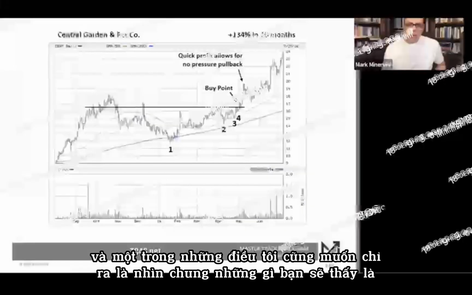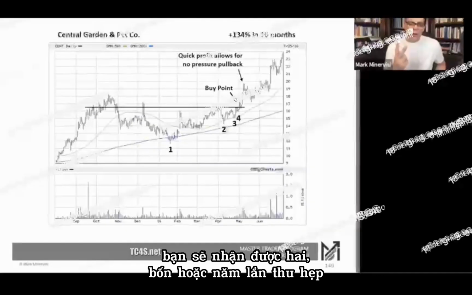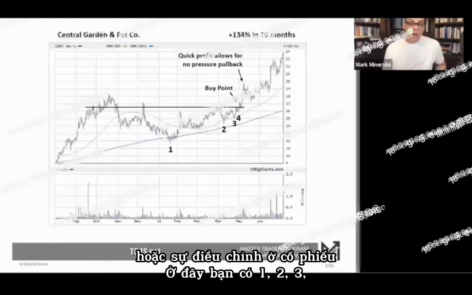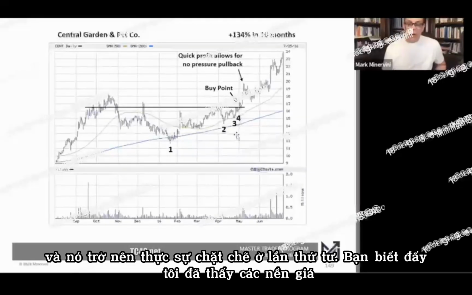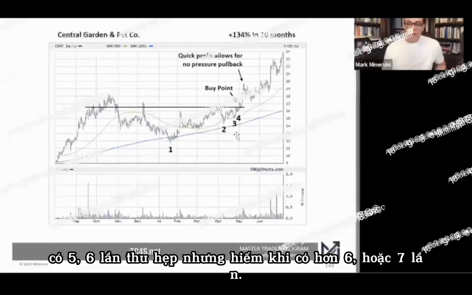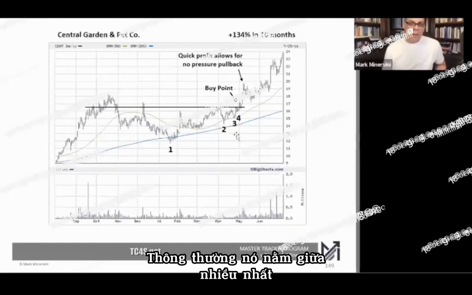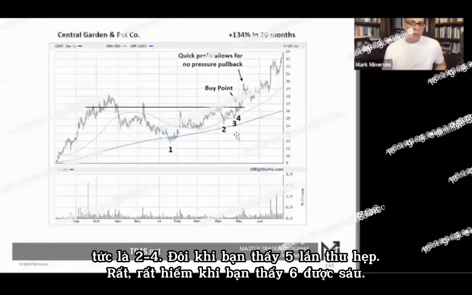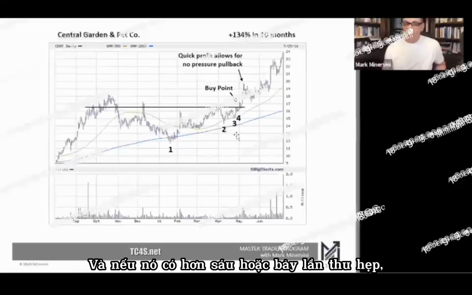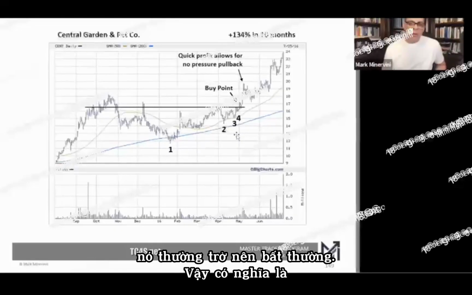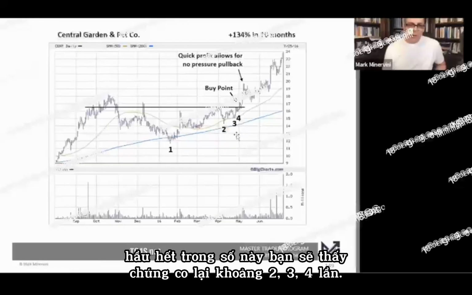And one of the things I want to point out too is that generally what you'll see is you'll get 2 to 4 or 5 contractions or corrections in the stock, where you come off here 1, 2, 3, and it gets really tight. That fourth one, I've seen them go 5, 6. Very rarely do they go 6, 7 or more. Most generally it's 2 to 4. Sometimes you get 5. Very, very rarely you get 6. And if it starts going 6 or 7, it's usually getting abnormal. So again, most of these you'll see that they contract about 2, 3, 4 times.